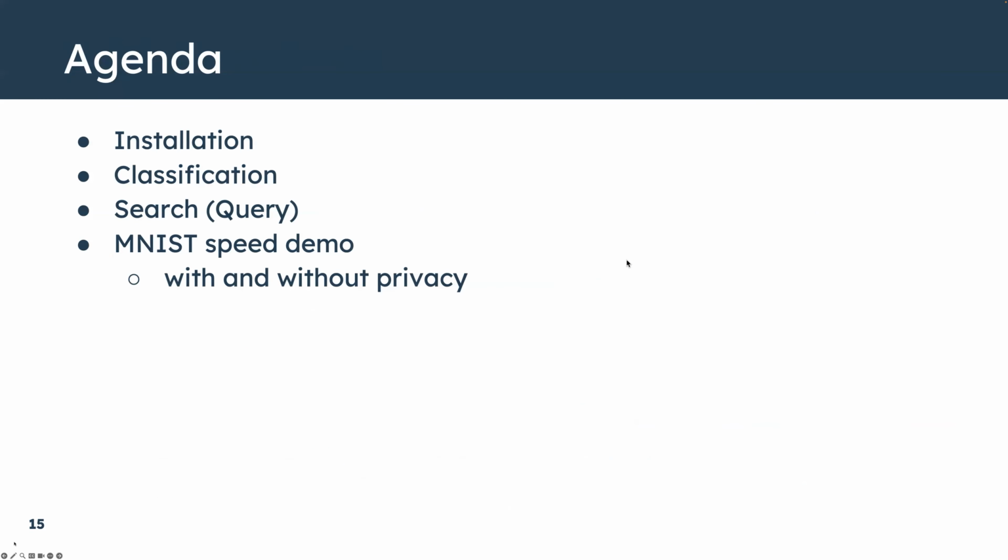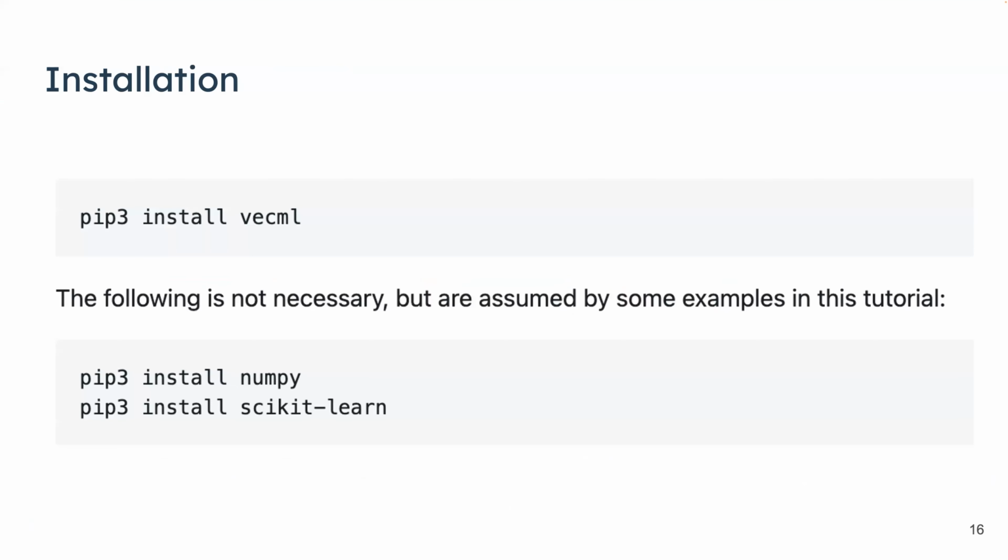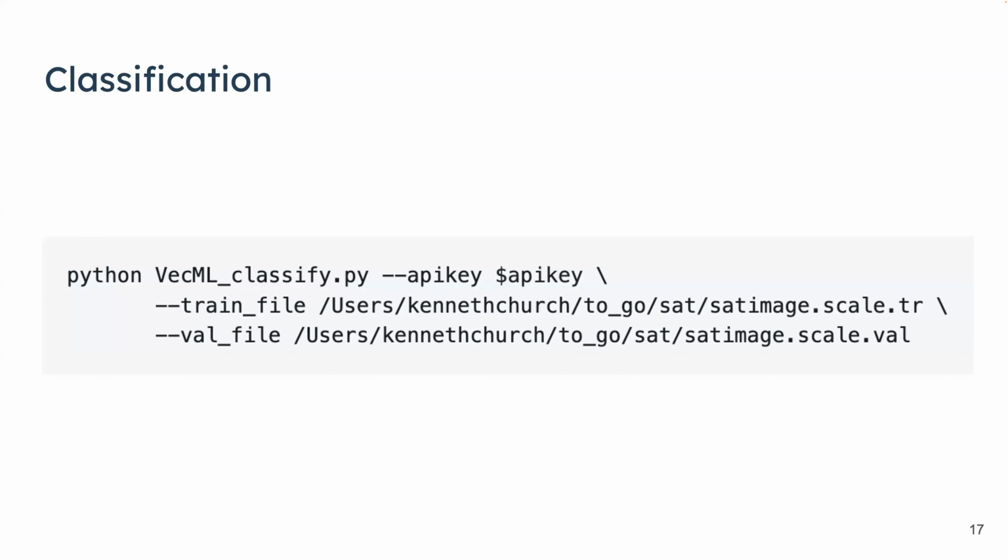So we'll start with the installation. And pretty much all you do is a pip install. We're going to also make use of a couple of other pretty standard Python packages. So for classification, this is what we're going to do. Now, the API key, I don't want to share it with you, but I'll show you how to get to it.